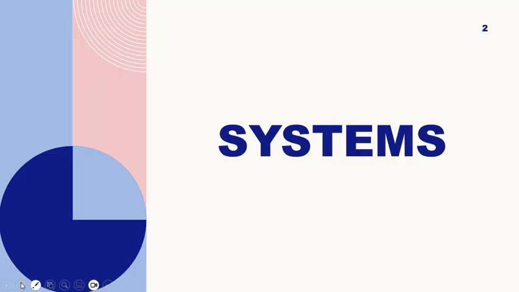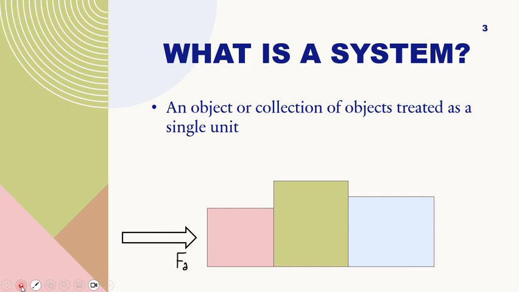Alright, so we're going to first start with systems. What is a system? A system is an object or collection of objects being treated as a single unit. So for example, let's say we have these three boxes over here, and a force pushes all three of them collectively, which is this applied force right here. Instead of just analyzing each individual box's motion, we might want to analyze the motion of the boxes together as a whole, as if these boxes were one object.